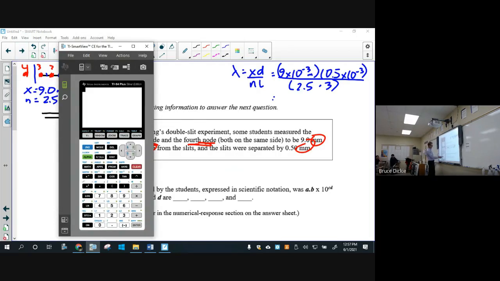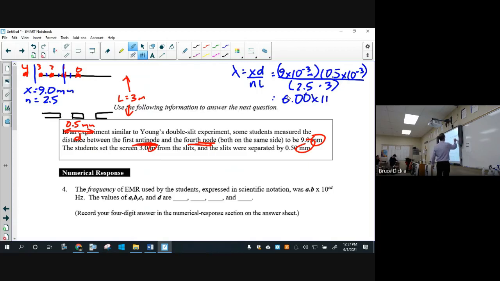So let's do this now. 9 times 10 to the minus 3 times 0.5 times 10 to the minus 3, divided by brackets on the bottom, 2.5 times 3, gives me a value of 6 times 10 to the minus 7. Okay, so we fill in 6007, correct?